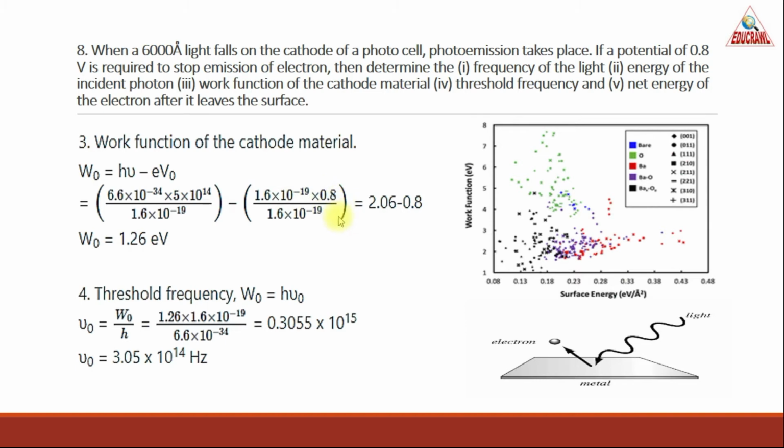Here once again, the answer is in joules. We have to convert it into electron volt. So once again, we divide it by 1.6 into 10 power minus 19. So the answer is W0, which is the work function, is equal to 1.26 electron volt.